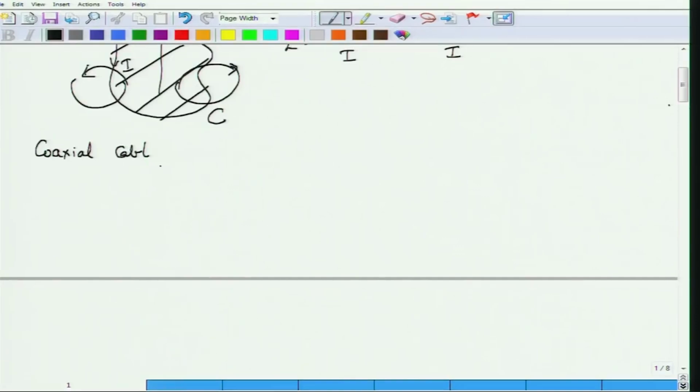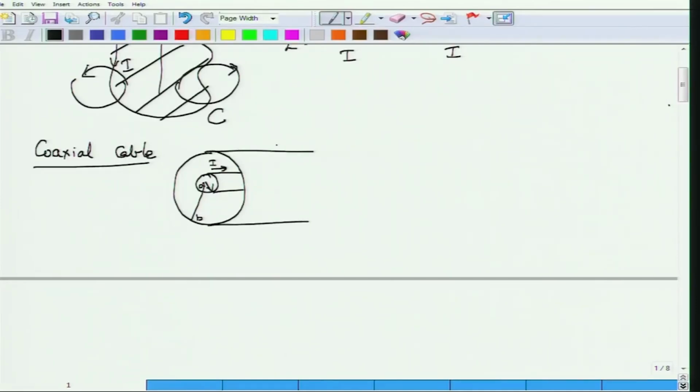For now, let us assume that this coaxial cable has a central conductor of certain radius A, and there is an outer conductor of radius B. The inner conductor carries a current I, whereas the outer conductor carries a current of minus I, because this forms the return path to the conductor. The outer conductor actually forms the return path to the current. So the inner conductor carries a current I, and the outer conductor carries a current of minus I, that is I in the reverse direction. We already know how to calculate the magnetic field for this, and we will be interested in calculating the flux that is linking to this coaxial cable.